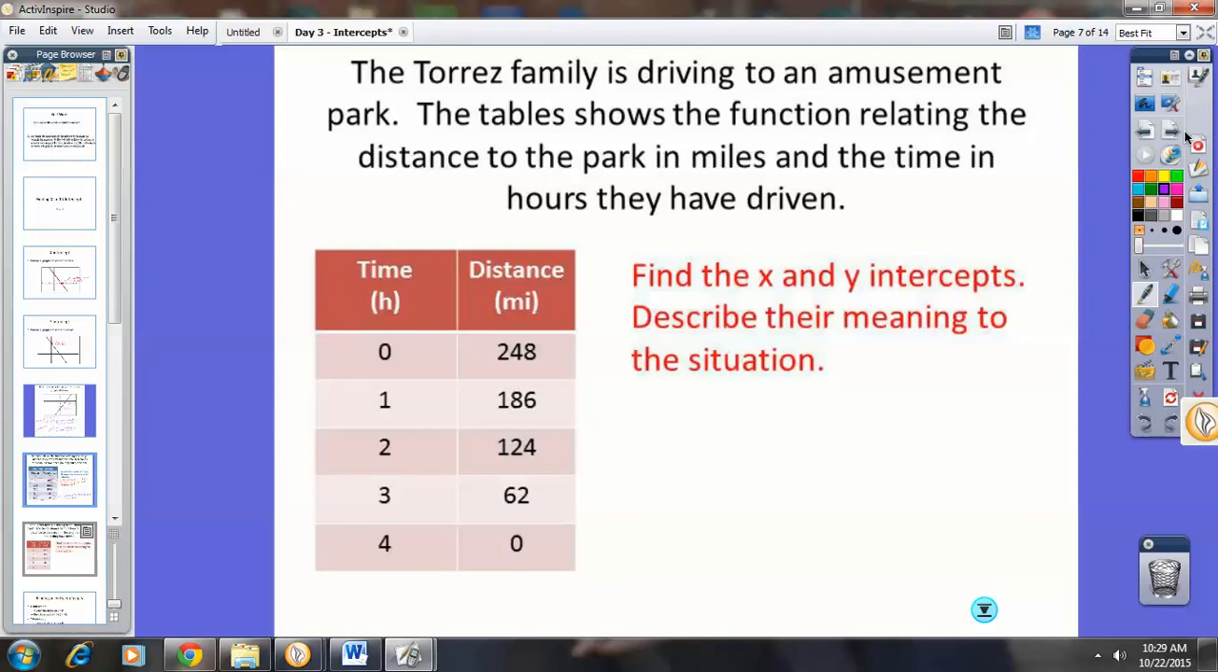So tell me, which of these values is going to represent our y-intercept? The very top one, 0, 248. When x is 0, we have the y-intercept. So that right there would be our y-intercept. Let's describe that situation. Can somebody tell me what is happening at 0, 248? They haven't traveled anywhere yet. They're still in the driveway.